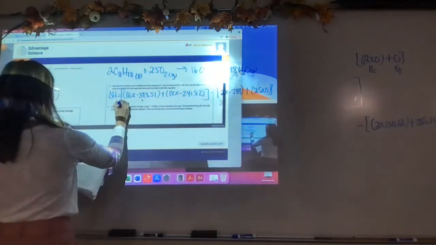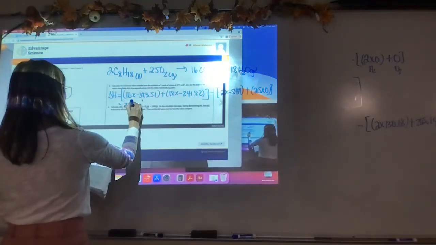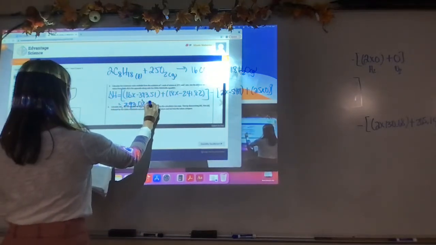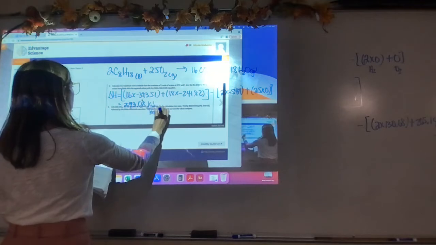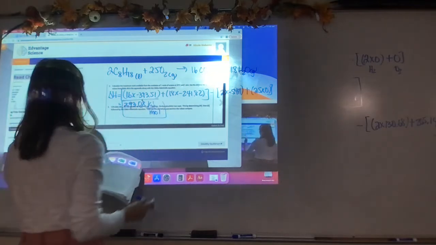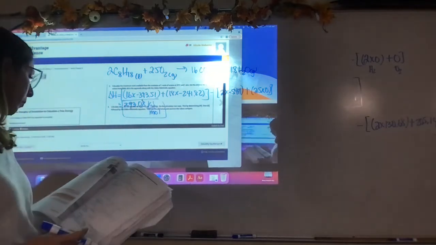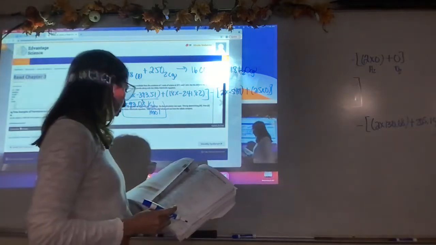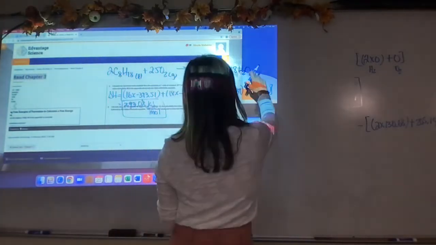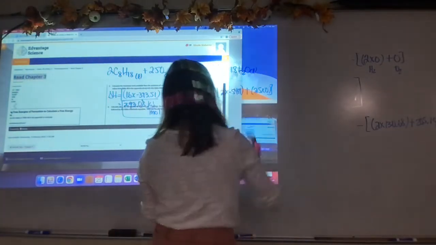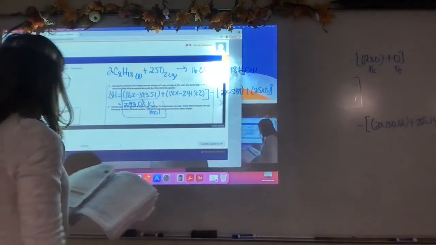So this means my delta H is going to be around 293.08 kilojoules per mole. And it looks like I might have used liquid water here instead of water vapor, I think.